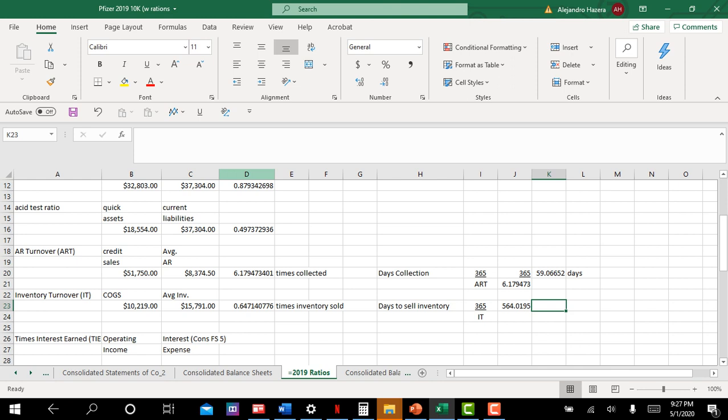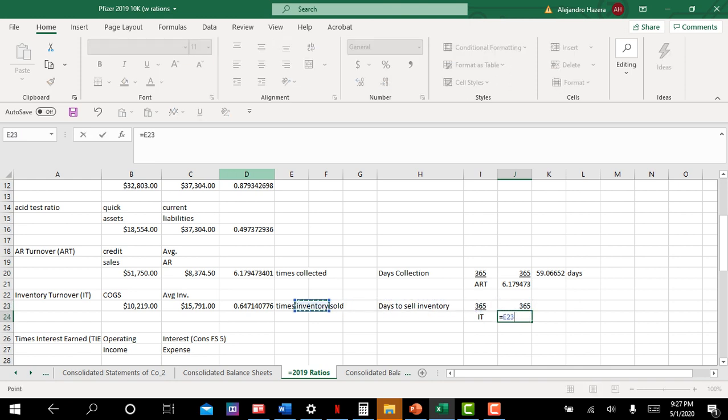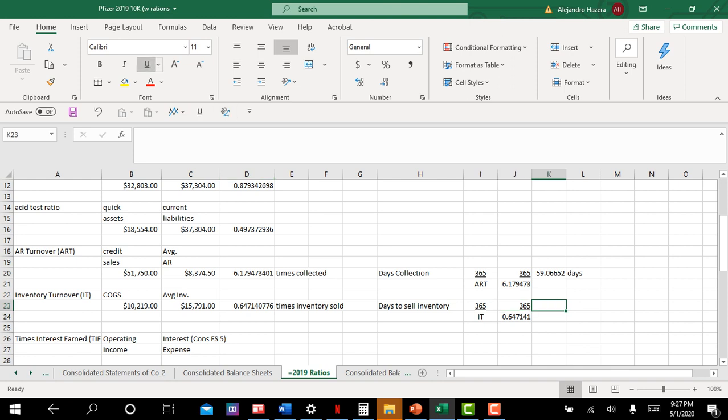the inventory. We're going to take 365 divided by the inventory turnover of less than 1, which you rarely see. This is divided by 0.647. Maybe that's the industry. I don't know this industry that well. So it takes 564 days on average to sell the inventory, according to the financial statements.